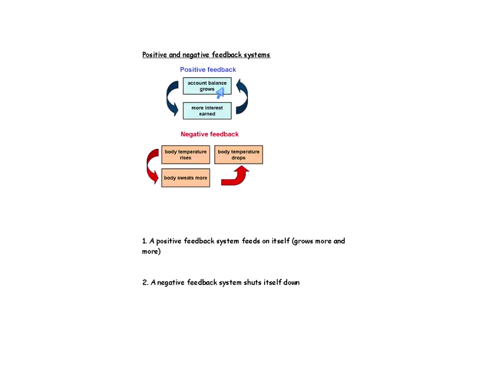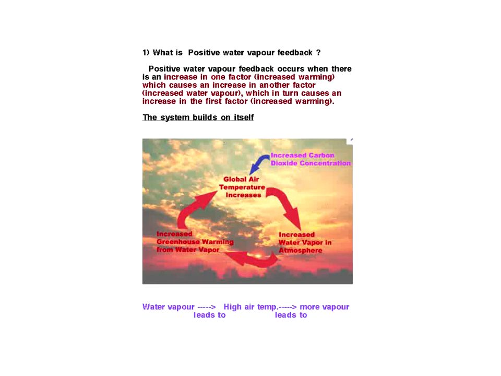Negative feedback is a different situation. With negative feedback, something happens that causes it to just stop. It discontinues. An example is, let's say your body temperature rises. Let's say you're playing lots of hockey, for instance. What happens? Well, you sweat more, right? When you sweat more, it causes you to cool down. In other words, it stops your body temperature from rising, so the whole thing just stops. It doesn't grow more and more, it stops. So that's negative feedback. A positive feedback system feeds on itself and grows more and more, whereas a negative feedback system shuts itself down.